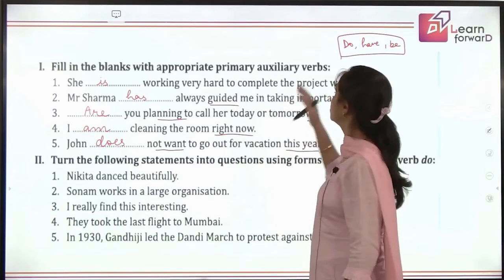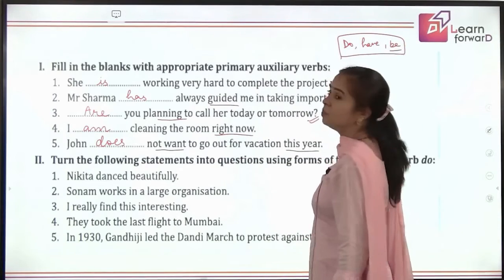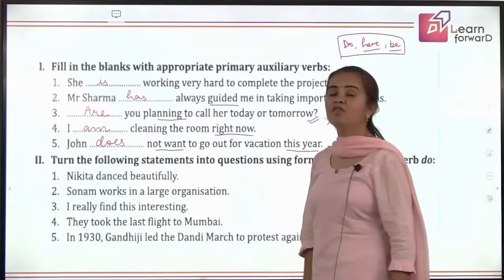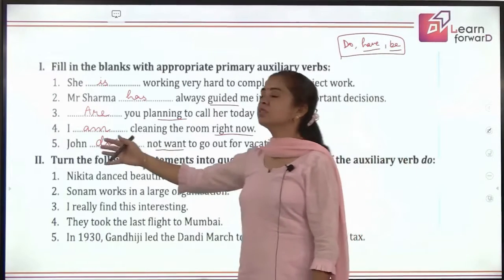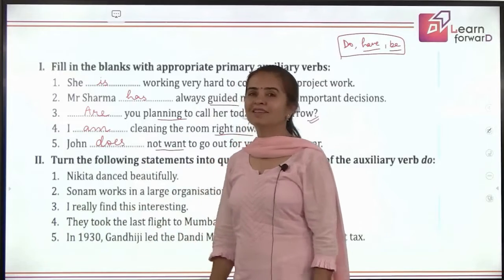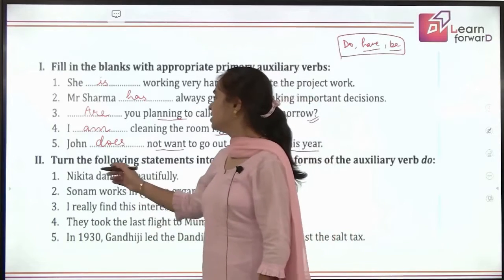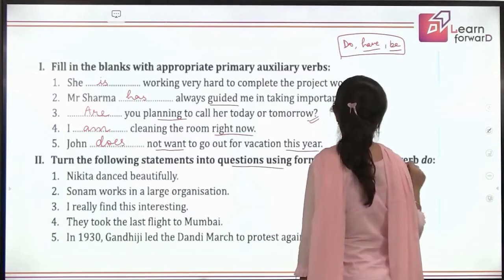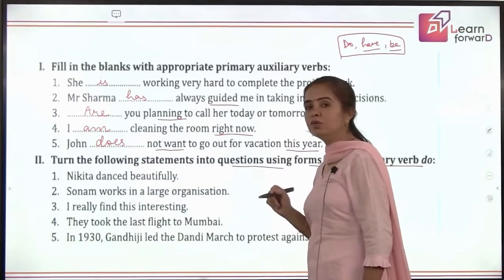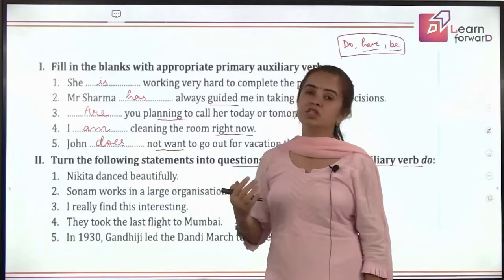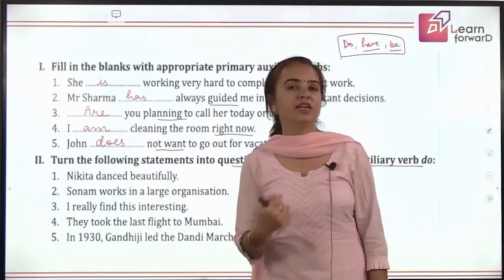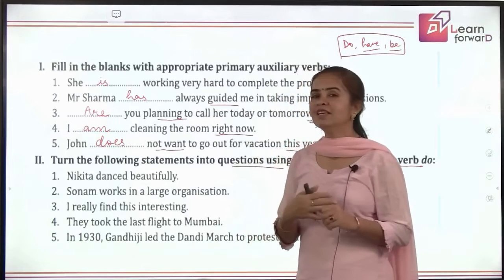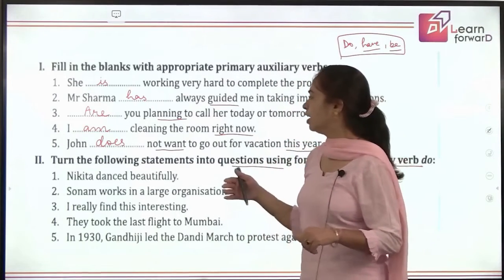because we are talking about this year, and it is not showing progressive, so we cannot use be. It's not showing perfect, so we cannot use have. We are left with only do, and because it's singular, we'll be using does, right? Let's move to the next. Turn the following statements into questions using forms of the auxiliary verb do. We have already learned about changing the tenses into interrogative sentences in your previous grades. So let's see how much you remember from there also.